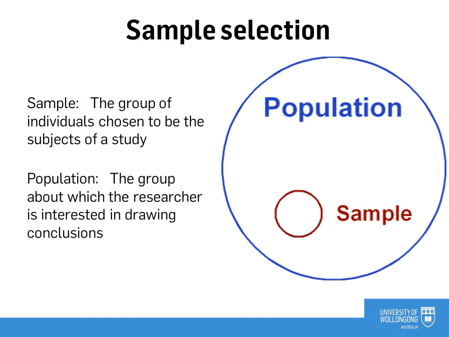So for example, if I only study parents of children with disabilities here in the Illawarra area from a particular service, those parents might be different from parents who use a different service or live in a different area of Australia or another part of the world. So I have to be careful in terms of what conclusions I draw. I can't say I'm speaking about all parents everywhere.